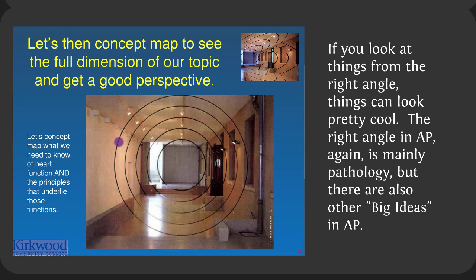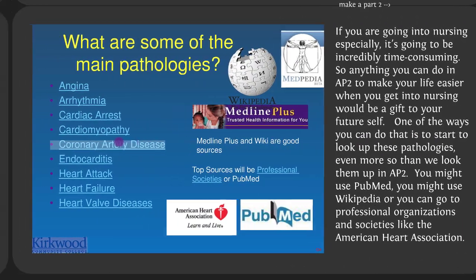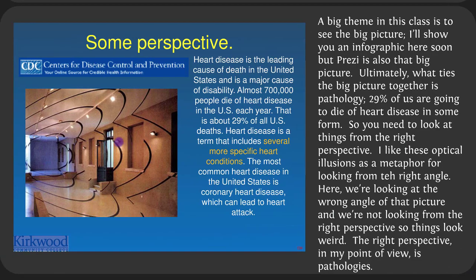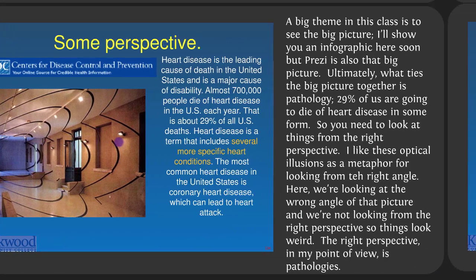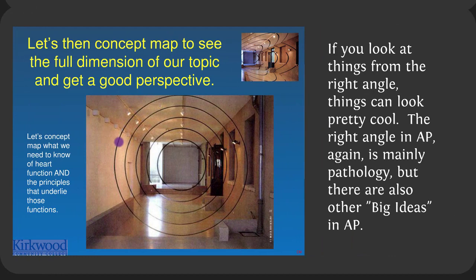If you look at things from the right angle, so here in that little optical illusion painting, you're looking right down the painting and it looks kind of cool. You saw before that the painting looked kind of weird, the lines look kind of weird, but if you stand in the right spot, all those paintings line up and it makes this cool optical illusion. The right angle in AP again is mainly pathology, but also keep those big ideas in mind too of simplifying things and improving your critical thinking skills.